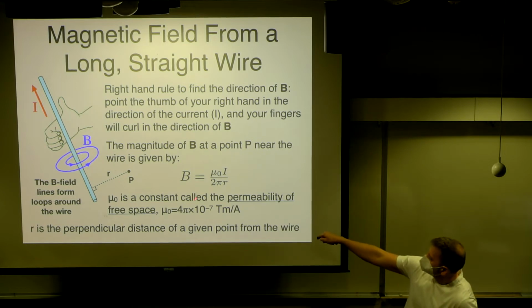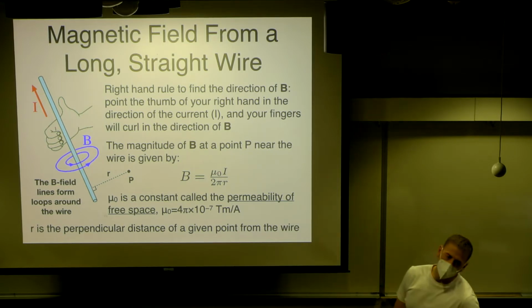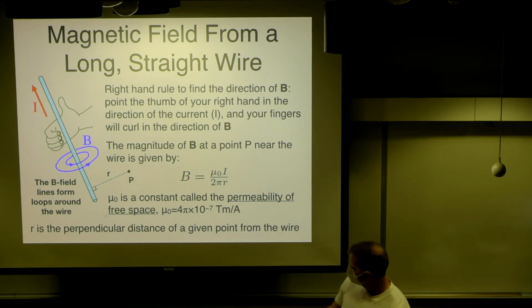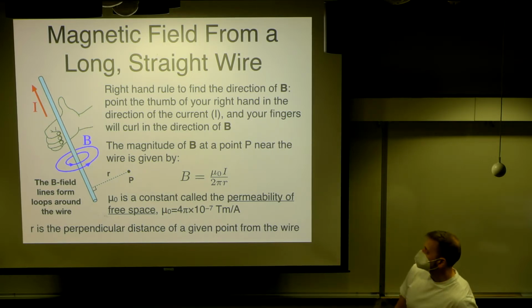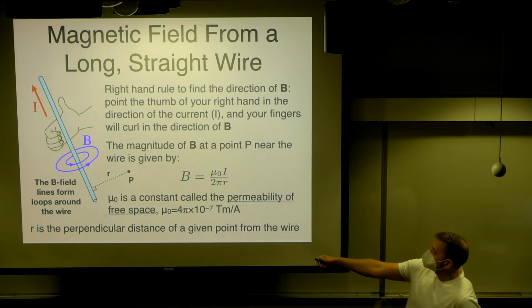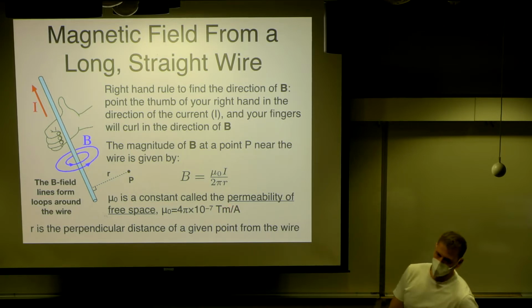Okay, what about this thing, mu naught? This is a new constant. You haven't seen this before. This is something called the permeability of free space. I'll give you the value of it right here. The value of this constant mu naught is 4 pi times 10 to the minus 7. The units are Tesla times meters per amp.